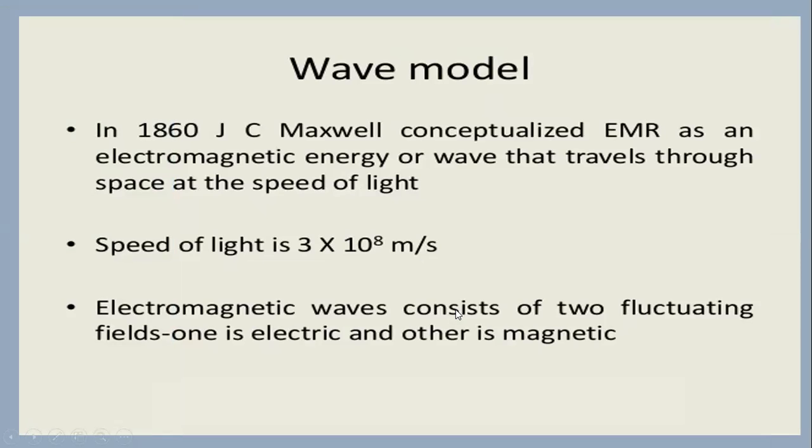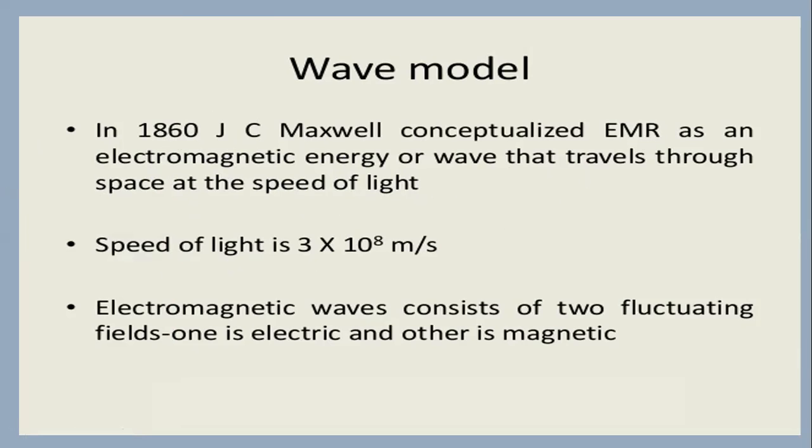So what is the wave model? The scientist Maxwell conceptualized EMR, that is electromagnetic radiation, in the 1860s. Electromagnetic energy, or the wave that travels through space at the speed of light, was explained and declared by Maxwell in 1860. And we are aware that the speed of light is 3 into 10 to the power 8 meters per second, and this electromagnetic wave consists of two fluctuating fields.